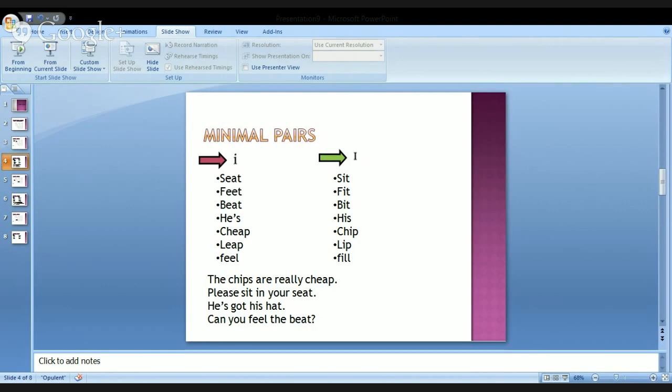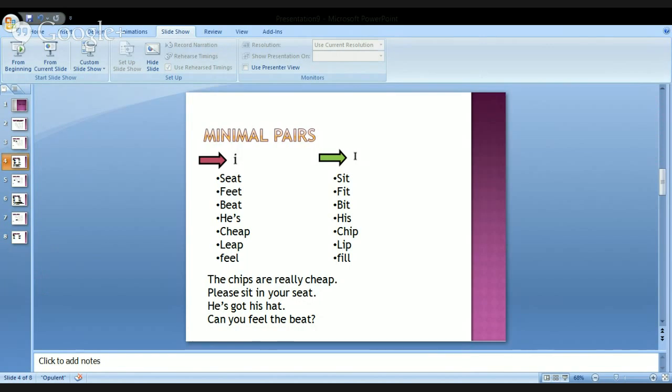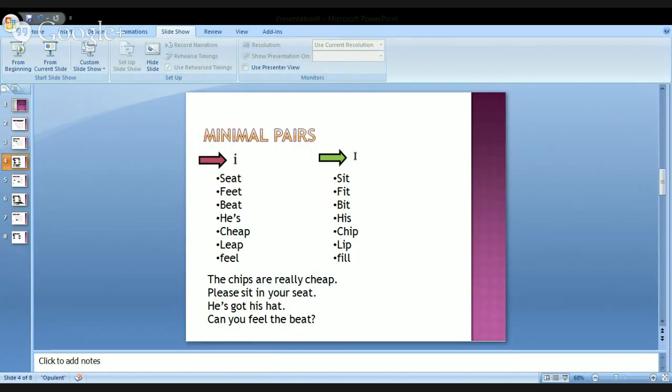Fernando. He's got his hat. Okay, he's got his hat. Right, so which sound is this right here, the he's? Is it one or two? The one. And which one is this one right here? One or two? Two. Excellent.